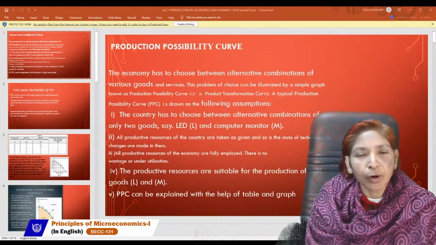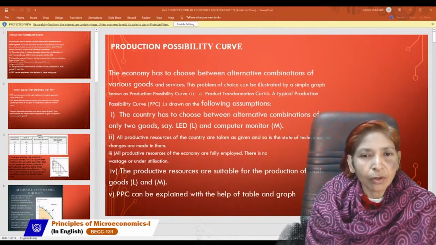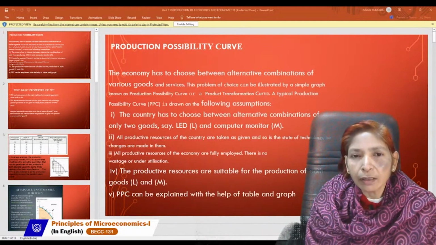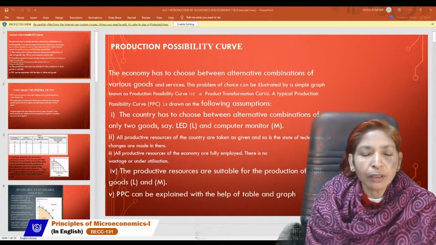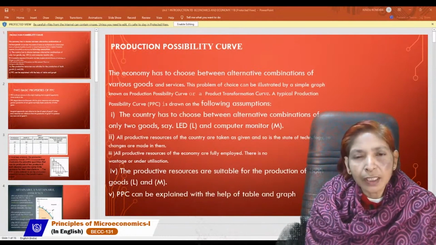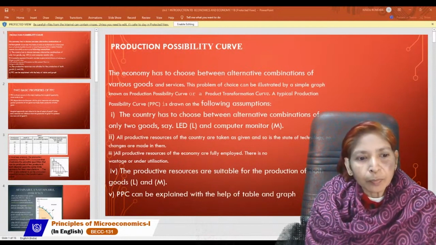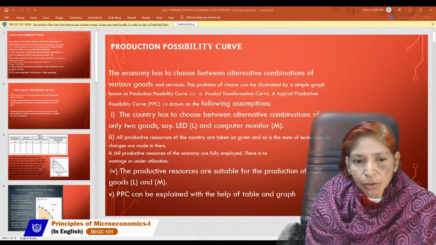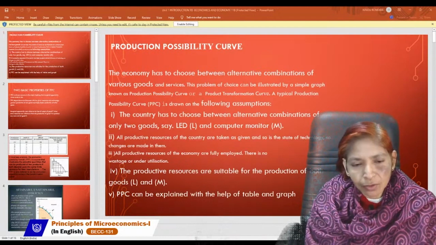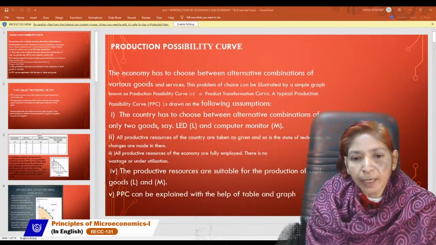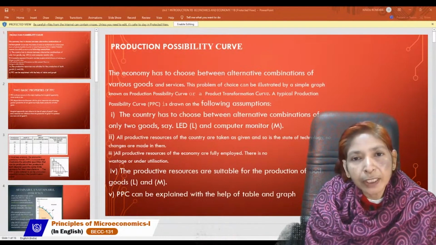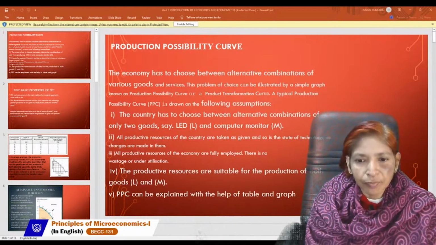Both are very important. Positive economics and normative economics are interrelated with each other and both are very useful while we are studying economics. So positive economics is based on a set of collected facts only, but normative economics is based on the opinion of individuals.